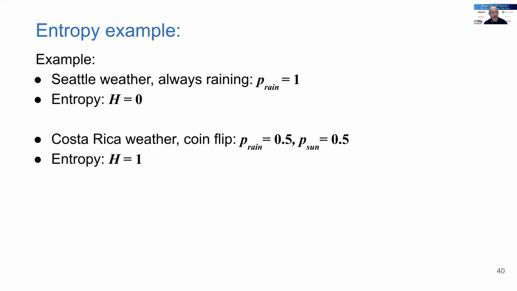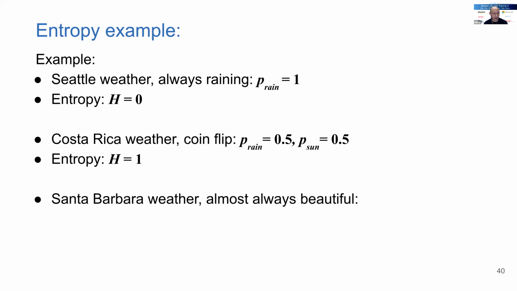So now let's come to Santa Barbara. In Santa Barbara, we are lucky. The weather is almost always beautiful. It's not 100%, but 90% of the time in Santa Barbara, we have sunny weather. And sometimes, 10%, let's say it's rainy. Actually, it's probably better than that, but let's say that's the case. So given these probabilities, when I get out of the house in Santa Barbara and look at the weather, how much information do I gain?